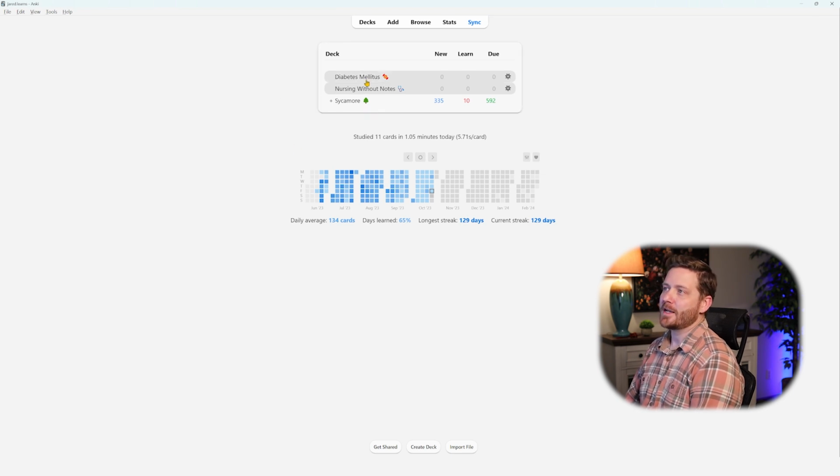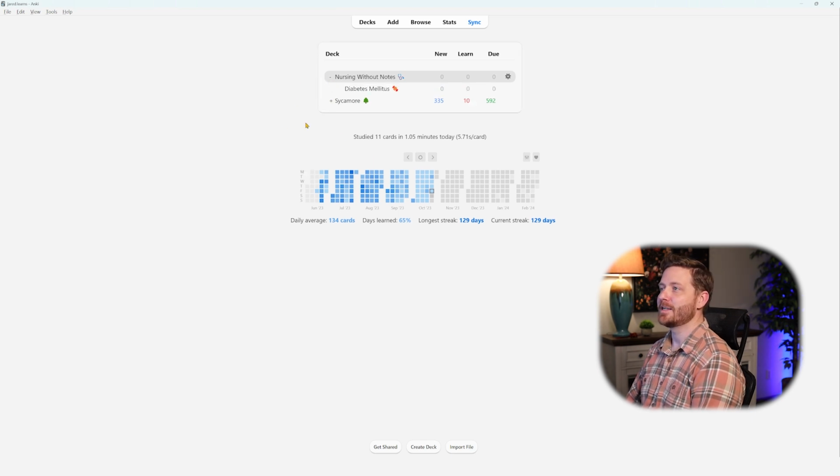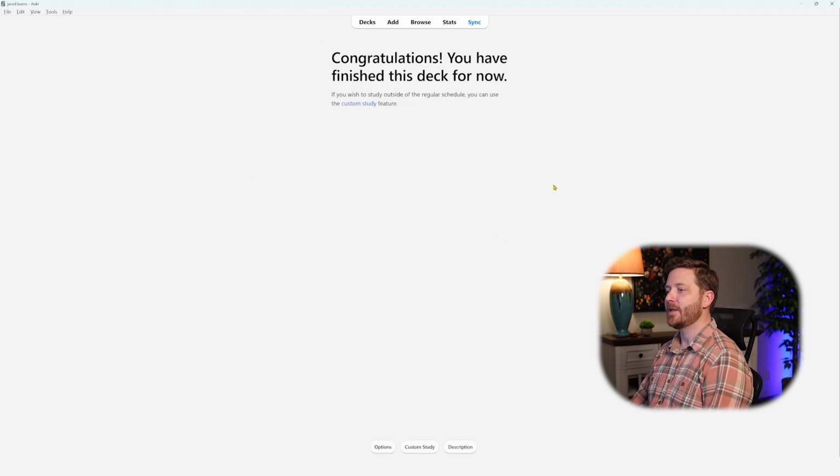And to make subdecks, what we're going to do is click on this and then drag it down to where it underlines here under Nursing Without Notes, and then we're going to let go. And now that's going to put that diabetes mellitus deck underneath the Nursing Without Notes deck. All right, we're going to click on the diabetes deck. Now that we're in our diabetes mellitus deck, let's go ahead and hit add.